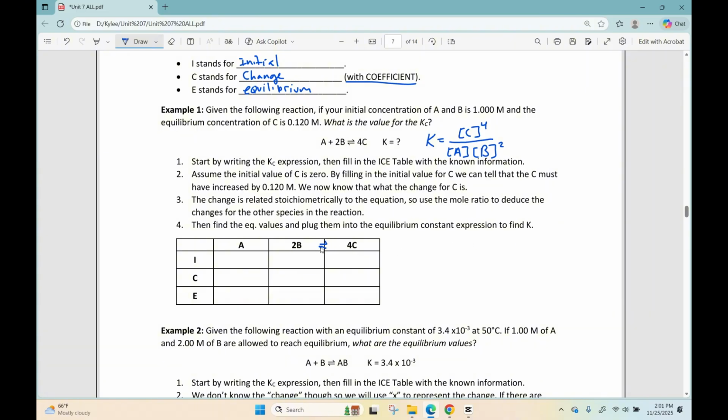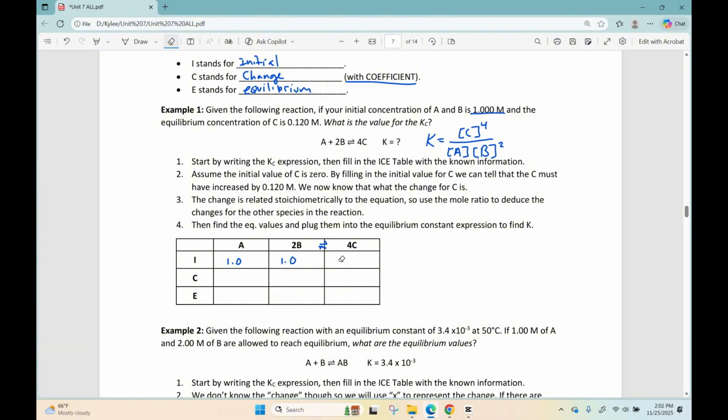So I have my chemical reaction written across the top, and then I have ICE down the left. And remember, ICE stands for initial, change, equilibrium. So I know my initial values for A and B are 1. It tells me that in the problem up here. And it says the equilibrium concentration of C is 0.120.